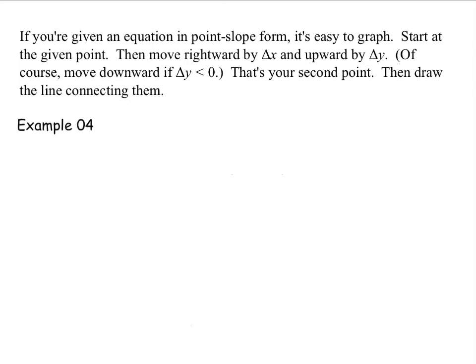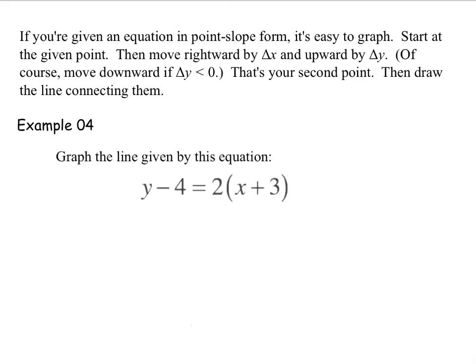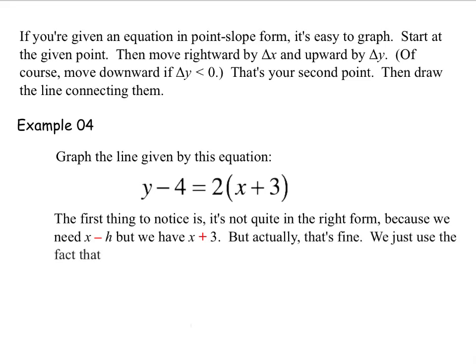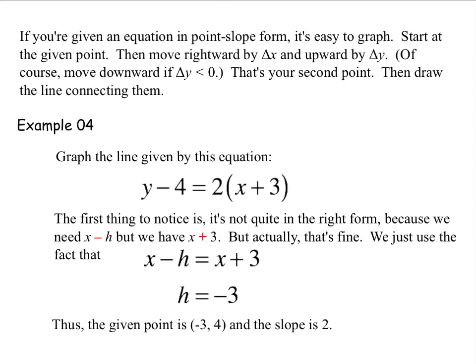As an example, graph the line given by this equation. Y minus 4 equals 2 times x plus 3. The first thing to notice is it's not quite in the right form because we need x minus h, but we have x plus 3. But actually that's fine. We just use the fact that the role of x minus h is being played by x plus 3, so we set up that equation and solve to find that h equals minus 3. Thus, the given point is minus 3, 4, and the slope is 2.